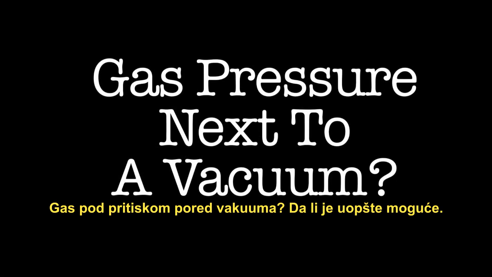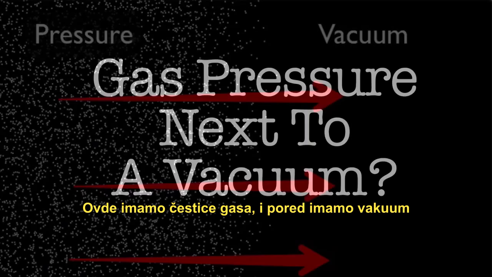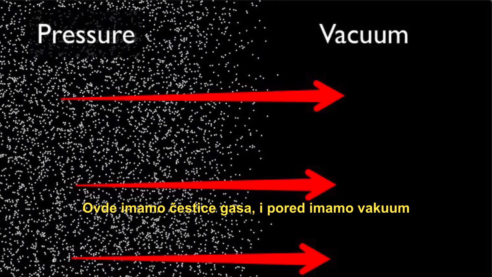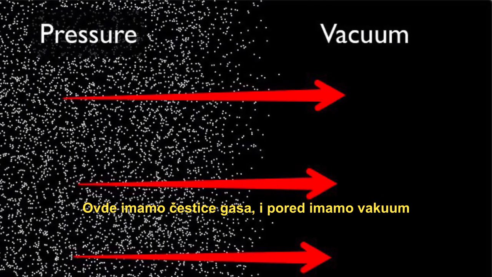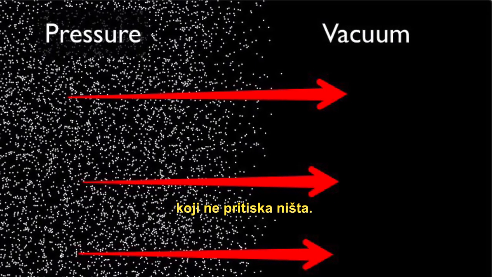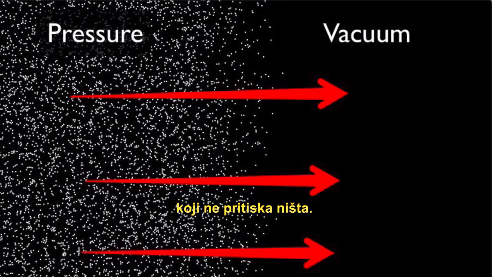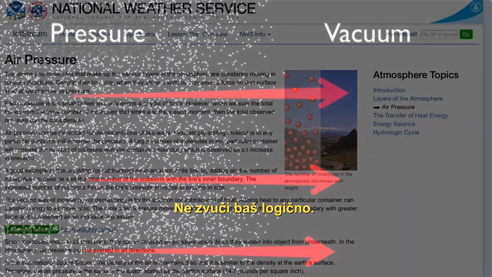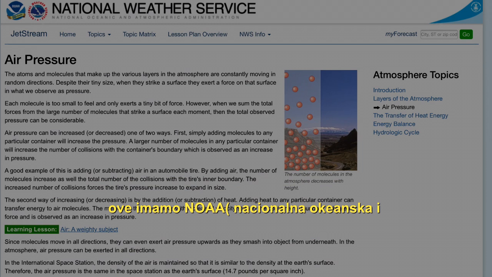So you know this one, gas pressure next to a vacuum. Is it even possible? Well, here you got gas particles, and here you got outer space, a vacuum, 10 to the minus 17 torr, and somehow we have pressure of gas, but it's not hitting anything, which kind of doesn't make sense. So here we go, NOAA, air pressure. Let's find out how it works.